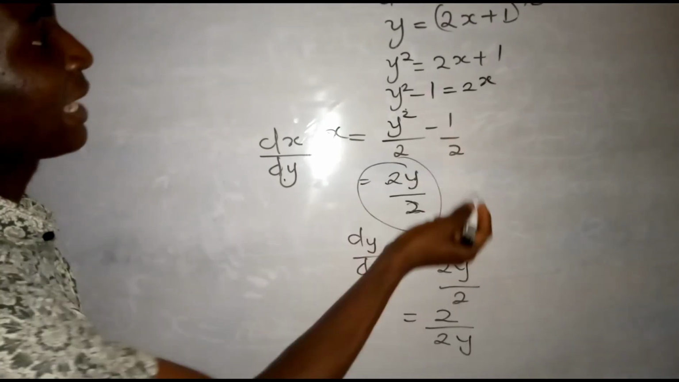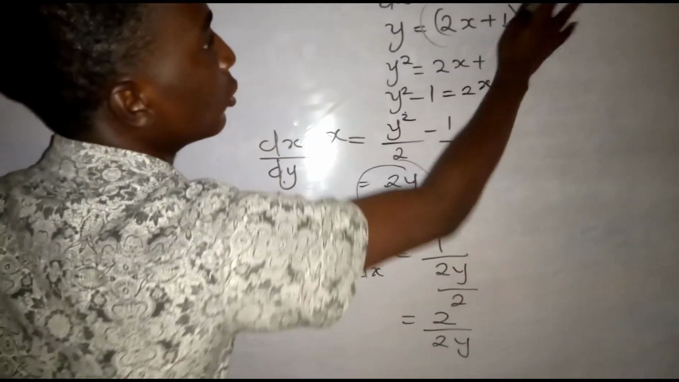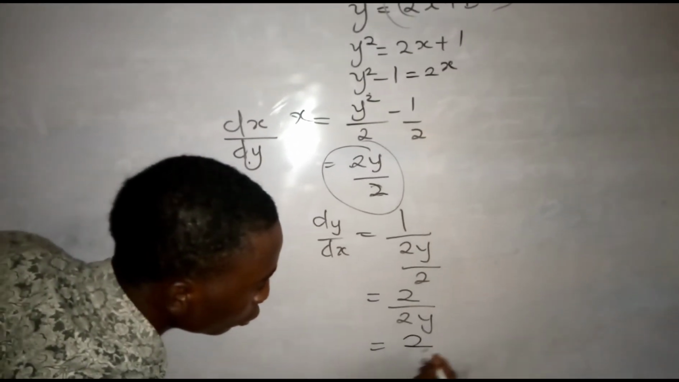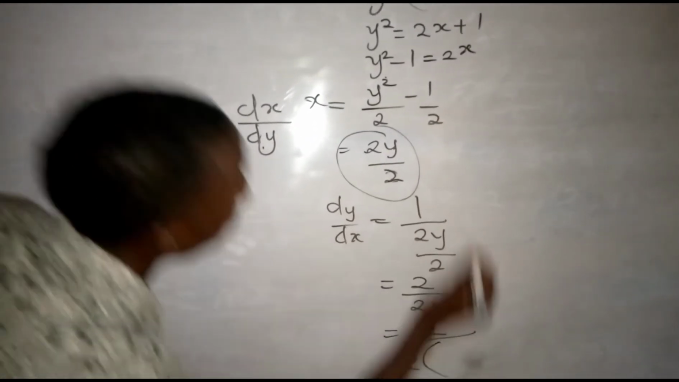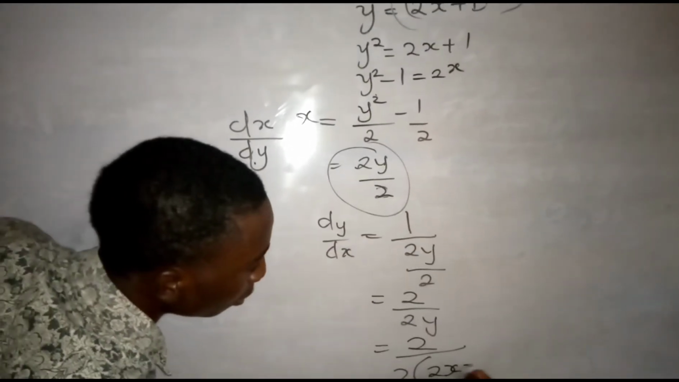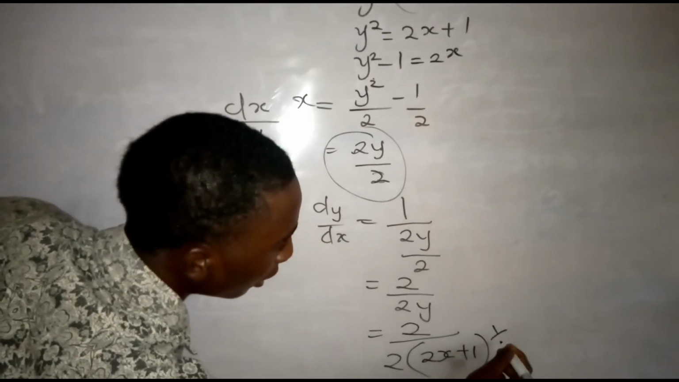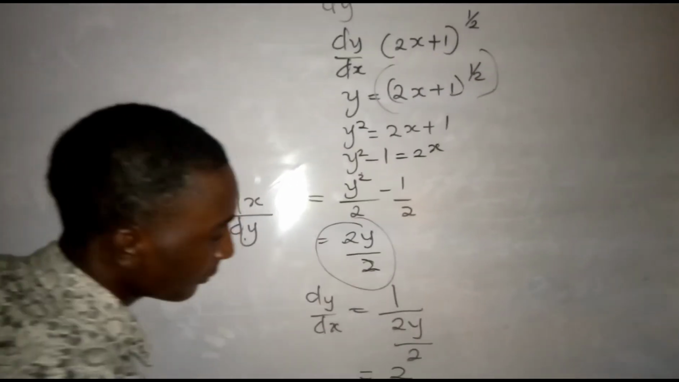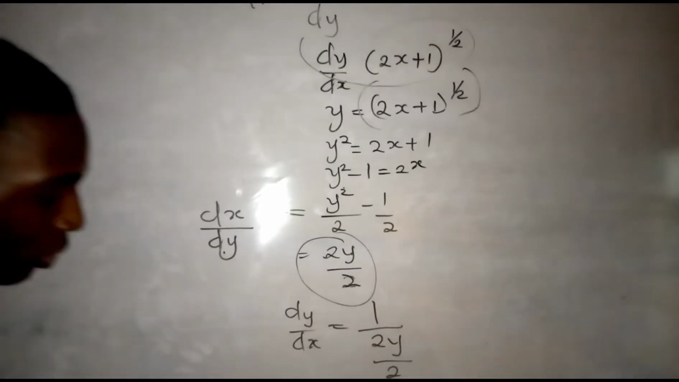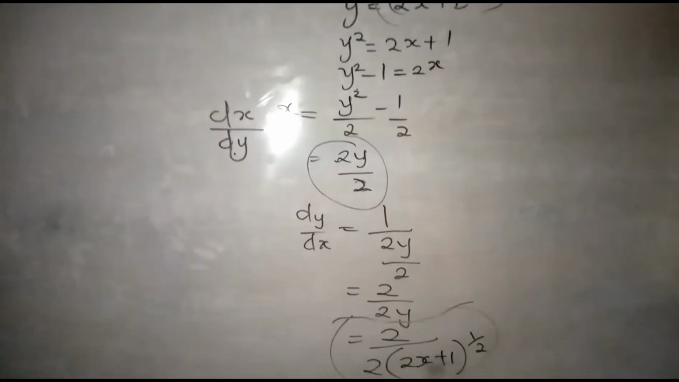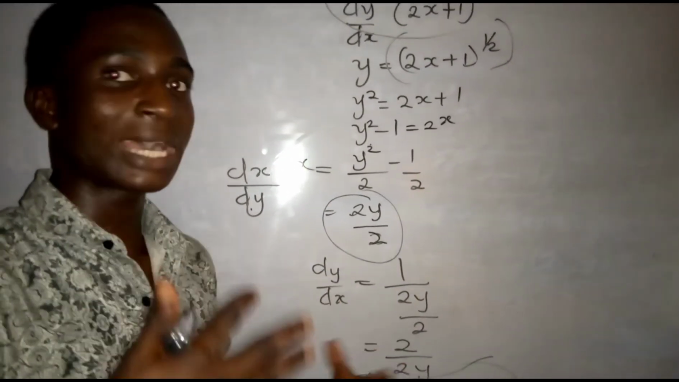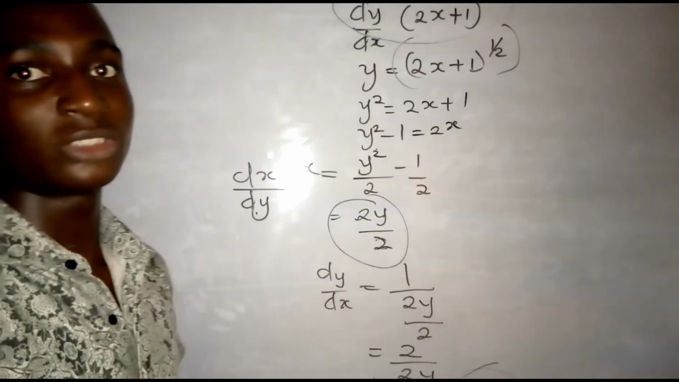Don't forget, our y is equal to (2x plus 1) raised to the power half. So our final answer is 2 over 2 times (2x plus 1) raised to the power half. So this is the derivative of this function. It's just a simple technique that I want to show us. Let's stay tuned as I show us another example that deals with trigonometry.